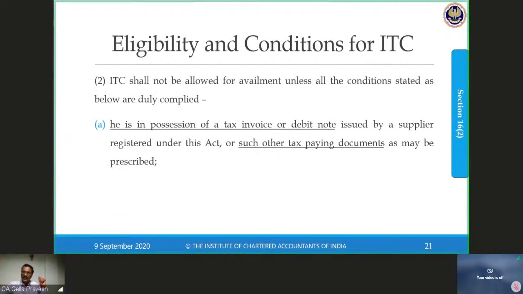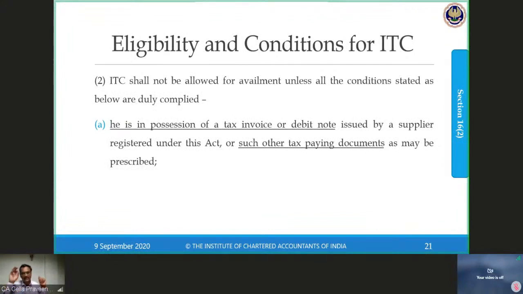Import of goods. When I import the goods into India, there is a TR6 challan. What is my TR6 challan? It is a payment of customs duty. Once I pay customs duty, I get a document called bill of entry. That bill of entry will have my company name, my business name, my GST number, and what goods I have purchased. So if I have possession of a document, then ITC can be taken.